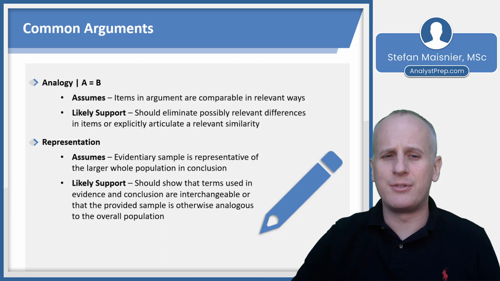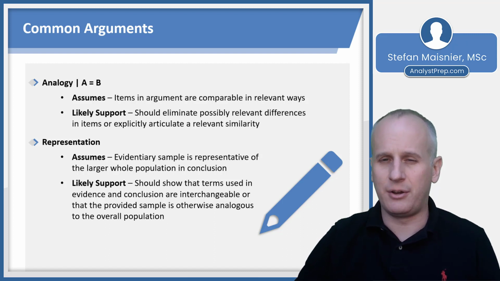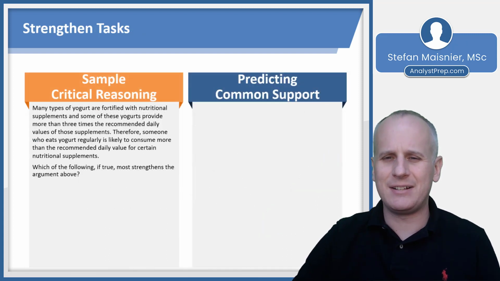So, in order to support that assumption, you want to show that terms used in the evidence and conclusion that may be slightly different are in fact interchangeable or commensurate, and that whatever the provided sample is always analogous to the overall population in meaningful ways. So you're basically saying that I chose this evidence that is a small sample that I can then extrapolate to a larger conclusion. So let's take a look at a sample strengthen task and see how we could potentially try to predict some of these common supporting evidences.